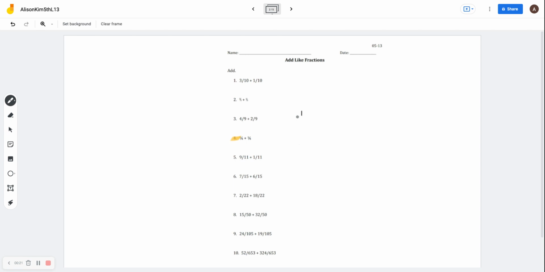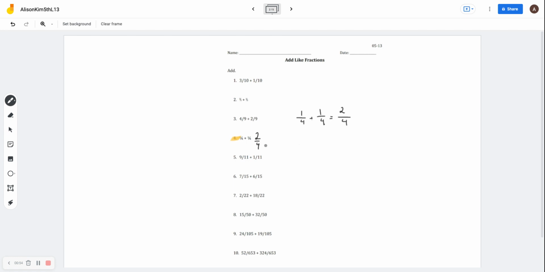It gives us 1/4 plus 1/4. And like I said before, we don't need to worry about the denominators because they are the same. So our answer, our sum, will also have a denominator of 4. And then just look at the numerators. So it's going to be 1 plus 1, which is 2. So our answer will be 2/4.